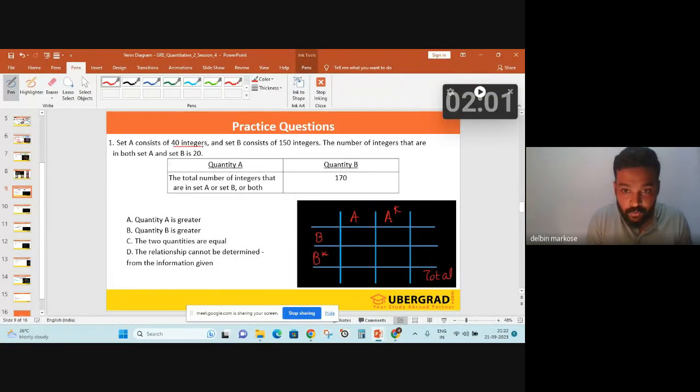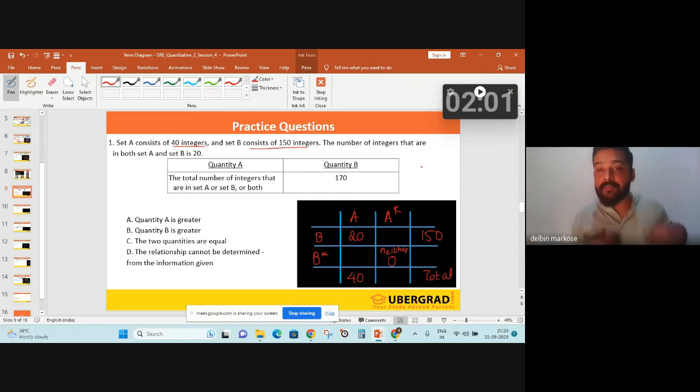Set A consists of 40 integers. That's the total number of set A. Set B consists of 150 integers. The number of integers that are in both set A and set B, here it's 20. But what about the neither category? Not in set A, not in set B. Definitely that is zero. Is this statement clear to everyone? Could you please confirm it? Neither will be zero. That's what you have to look at here. They will not say neither. You have to take it as zero. You have to understand it from the problem.